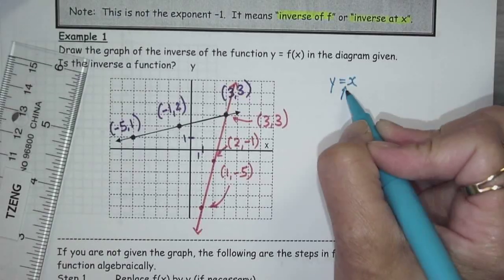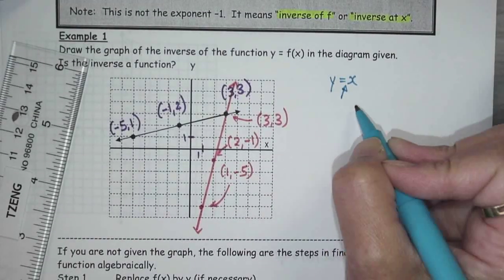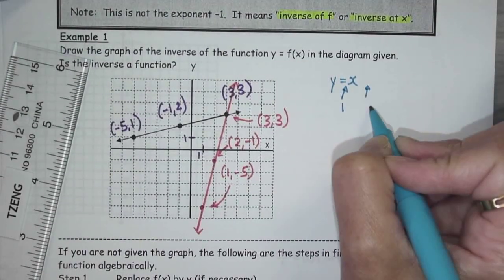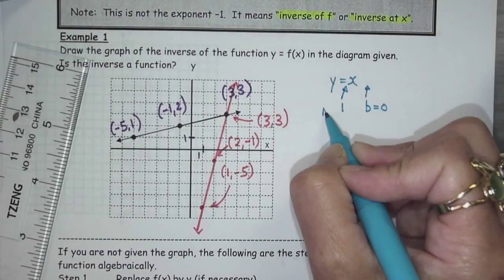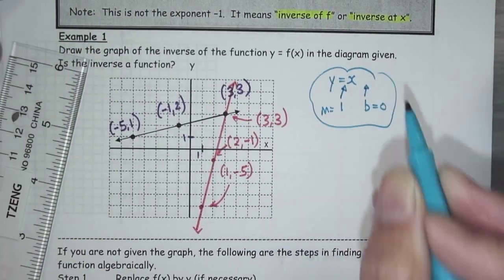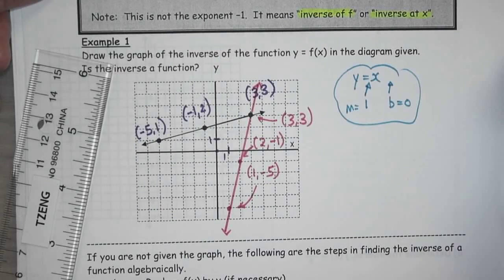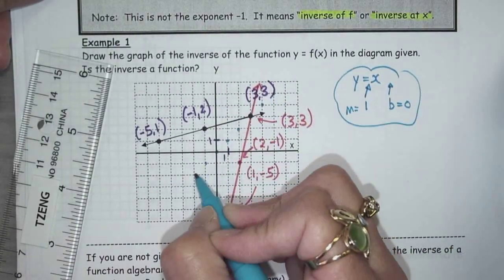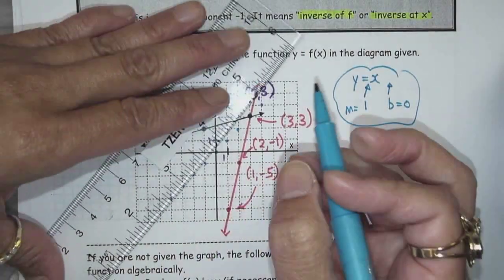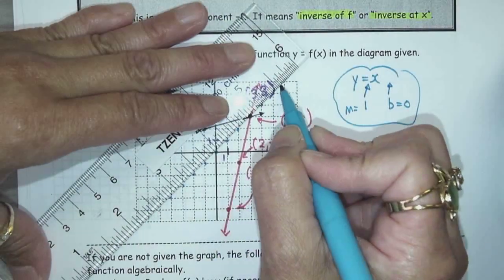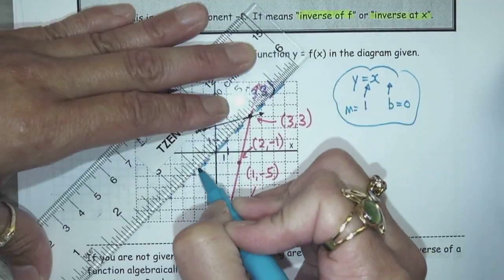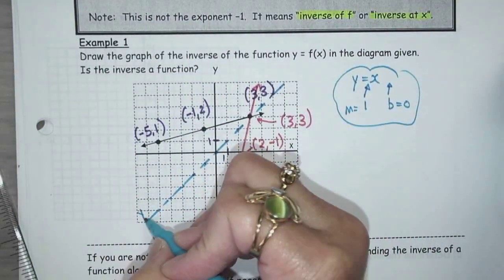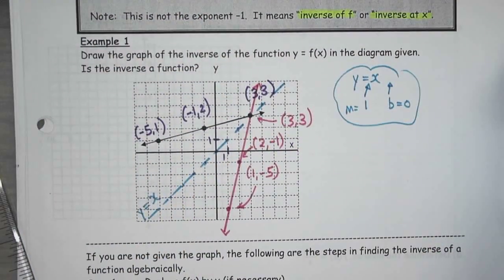Right? What's the slope of y equals x? 1. What's the b? b equals 0, right? So it goes through 0, and the slope is 1: 1, 1, 1, 1, and then do a dashed line, because it's not part of the graph. This is the y equals x line.